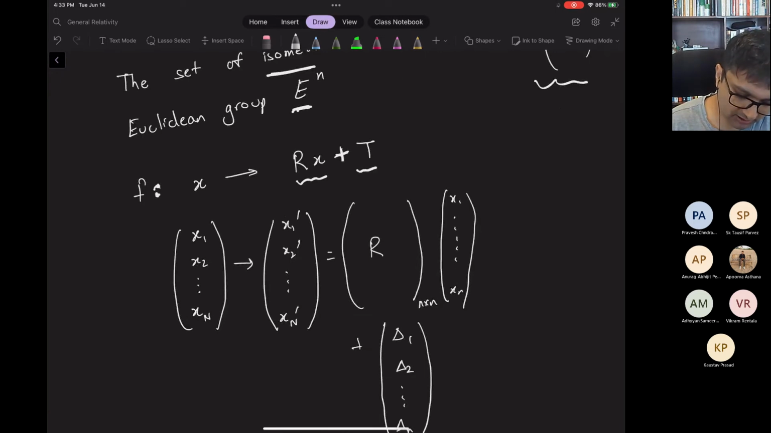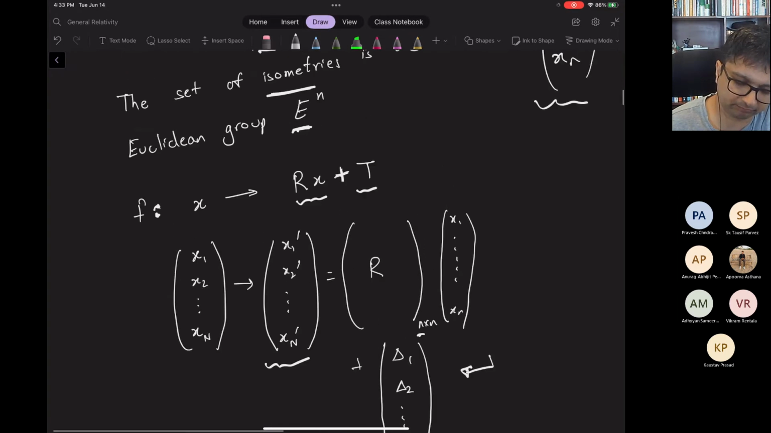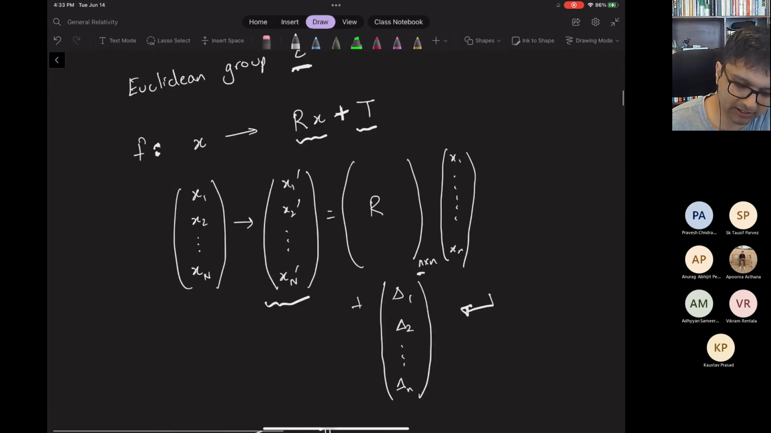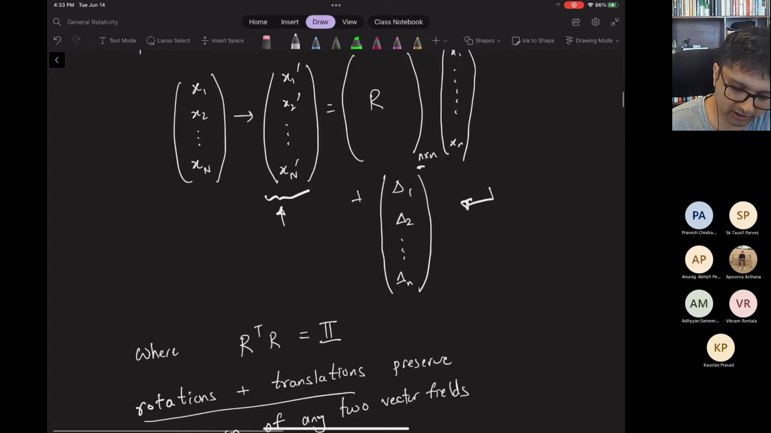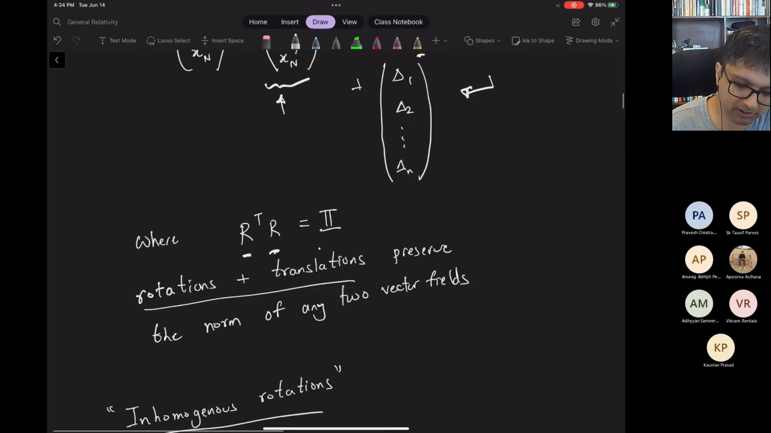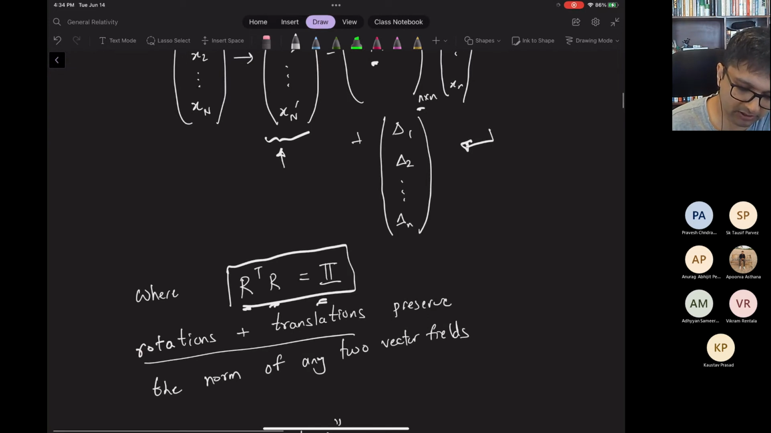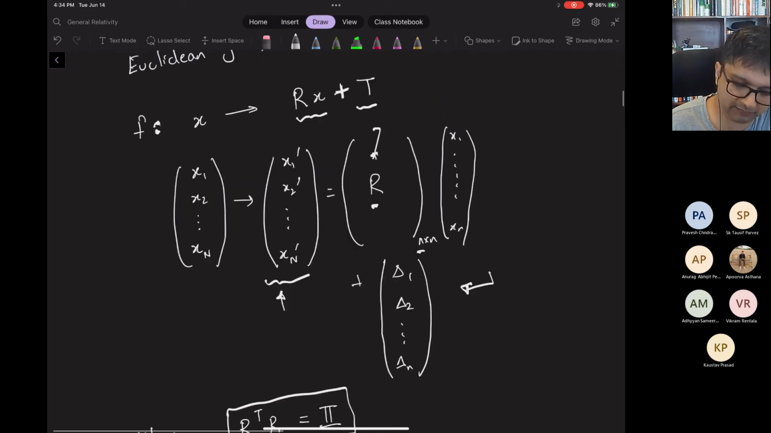So x1, x2, dot dot dot xn goes to x1 prime, x2 prime, dot dot dot xn prime, where R is an n by n matrix acting on x1 through xn, plus t is a column vector of shifts, delta 1 through delta n. The claim is that for this transformation, the other important thing is that R satisfies the property that R transpose R is the identity. This defines a rotation operation.